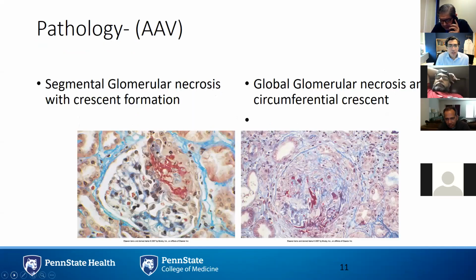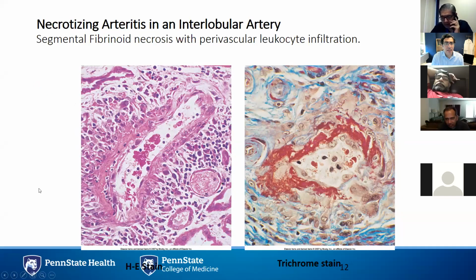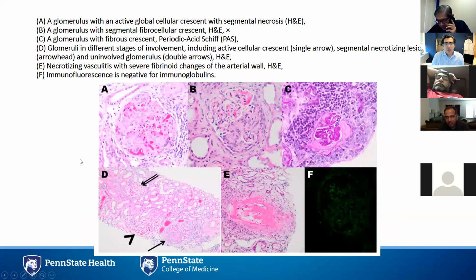So maybe I move to the next slide, and then we'll probably discuss this once Dr. Agha is back. So pathology wise, I think we have made this point very clear that there is segmental glomerulonecrosis with crescent formation, and you can see on the right hand side there is global necrosis with circumferential crescent, and the other thing is the segmental fibrinoid necrosis with perivascular leukocyte infiltration, which, as we learned the pathophysiology, makes absolute sense. I think we discussed that point before. So this is another set of slides.